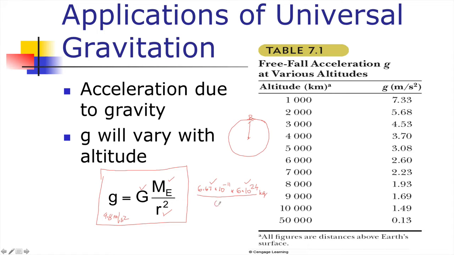Some textbooks say it's approximately 6,372 kilometers. You need to change that to meters. When you change it to meters, this will be something like this, squared. If you simplify this, it's going to give you that magic number.